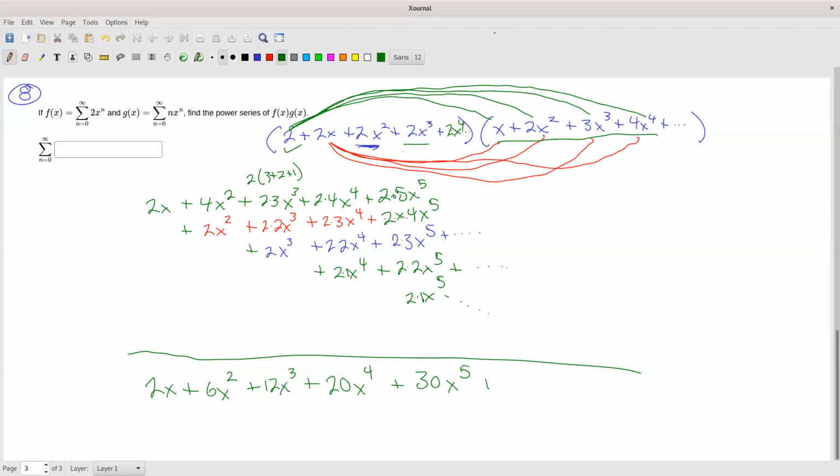Okay, can we find a pattern to this? And the answer is yeah, we can factor the 2 out of all of these. And that's going to leave 1x plus 3x squared plus 6x cubed plus 10x to the 4th plus 15x to the 5th.